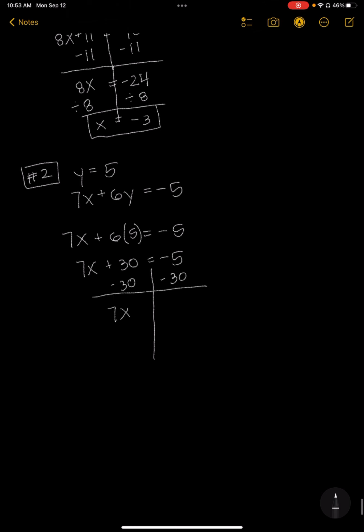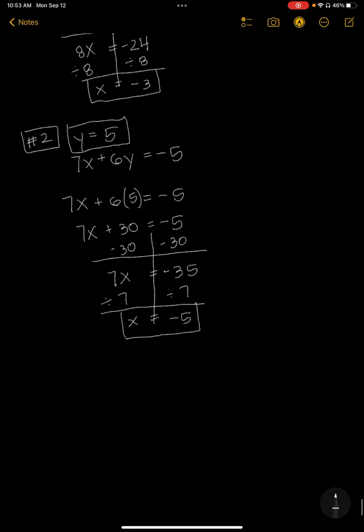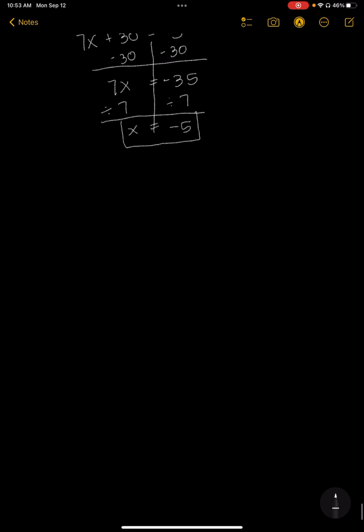Then it's just a simple equation that I can solve by subtracting 30 from each side. We get 7x equals negative 35. Then we divide each side by 7, and we get x is equal to negative 5. All right, and actually we're already done. Even though we only solved for one variable, the other variable is already right here. So we know that for this system of equations, x is equal to negative 5, and y is equal to positive 5. All right, let's go through a couple more examples.